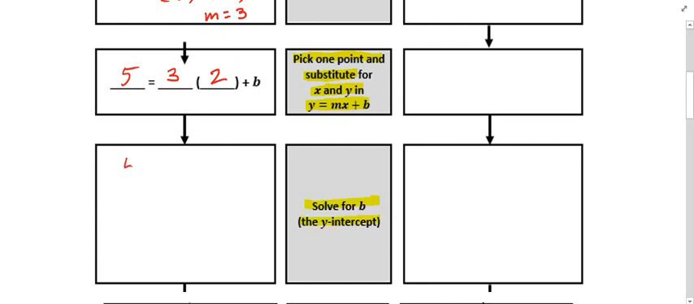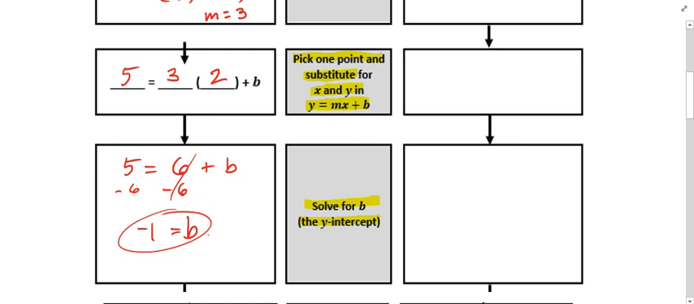Some of this we could do in our head, like 5 equals 6 plus b, because 3 times 2 is 6. To solve for b, we've got to get it alone by itself. So let's subtract 6 from both sides, cancel out, bring down the b. That's what we're solving for. 5 take away 6 is -1. So we have a y-intercept of -1. Again, pause the video if you need to go back and review or think about it for a bit.